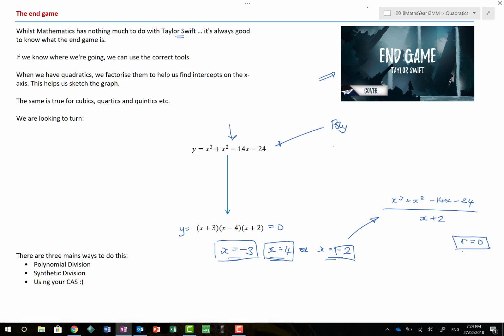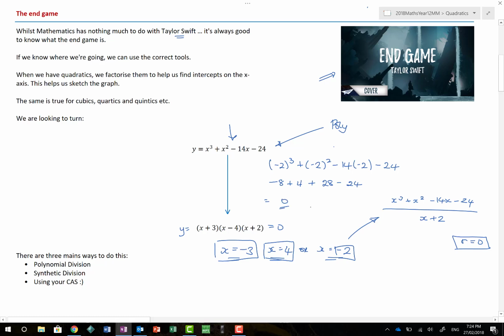But it's even better that we don't have to do this division. Although I'm about to show you division, we don't have to. Because if I put -2 into this equation, let's just check. -2 cubed plus -2 squared minus 14 times -2 minus 24. Well, that's -8. That's plus 4. That's plus 28. And that's minus 24. And when we add all those together, we in fact get 0 out.